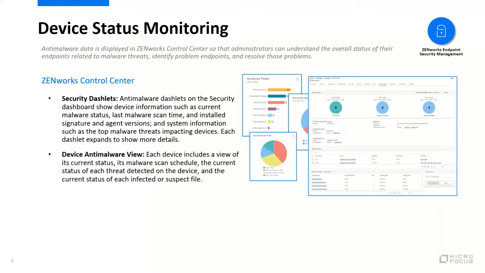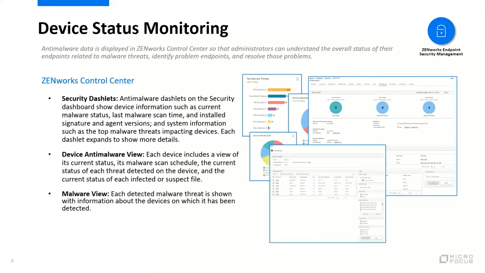The anti-malware view on each endpoint provides details about its threat status, detected malware, and infected files. The malware view provides details about devices infected with the malware threat. Let's take a look at ZENworks Endpoint Security Anti-Malware in action through a brief demonstration.